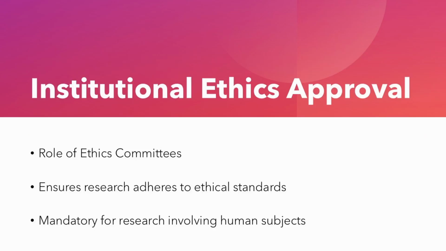Any research involving human participants must receive clearance from an ethics committee or institutional review board, IRB. These bodies ensure your research complies with ethical standards, including those discussed in this video. In social work, getting ethical approval is not just procedural, it ensures that participants' rights, dignity, and well-being are safeguarded.